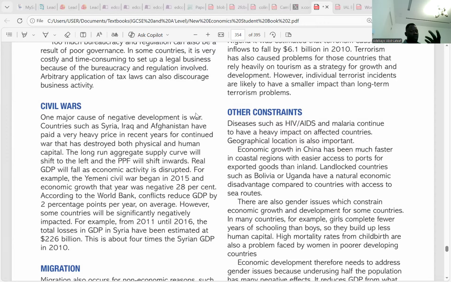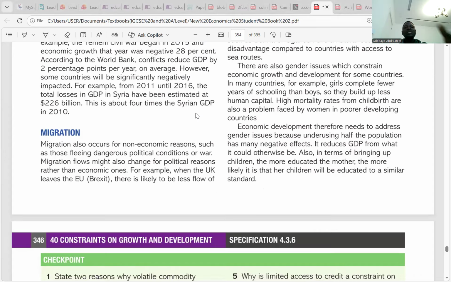Okay. So that's about civil war. Civil war would reduce your GDP, pull your PPF inward, and shift your long-run aggregate supply curve leftward. That is what war will do. And whatever shifts your PPF inward, whatever brings about a leftward shift in your aggregate supply curve, would bring about economic decline. And economic decline would not lead to economic development. Clear. The next one is migration.